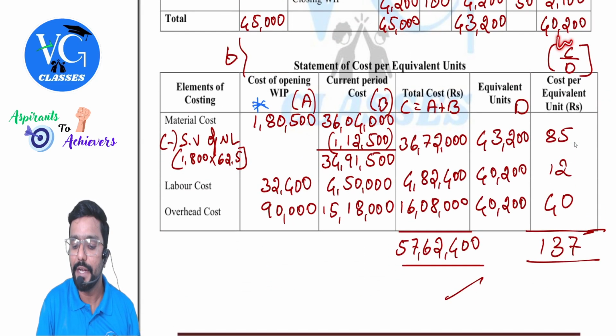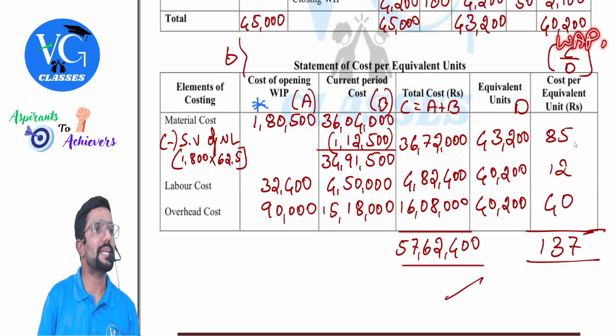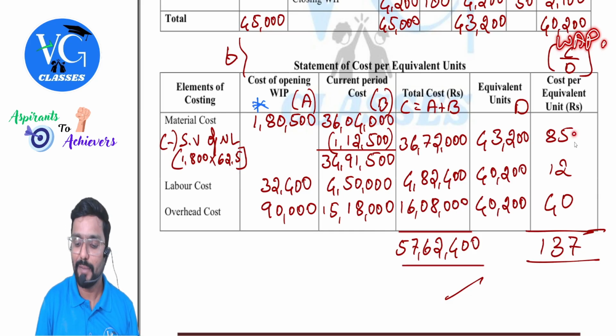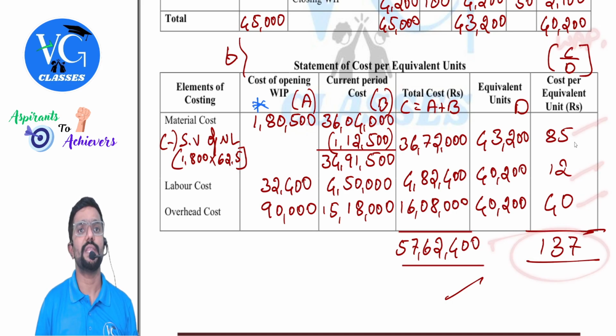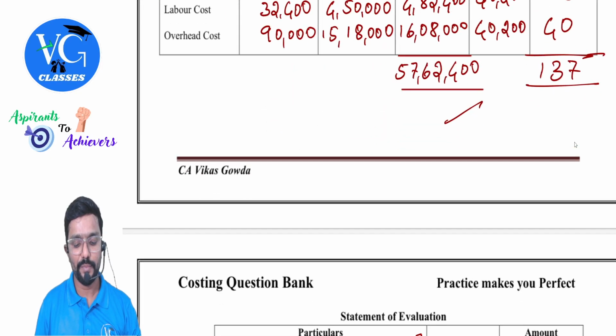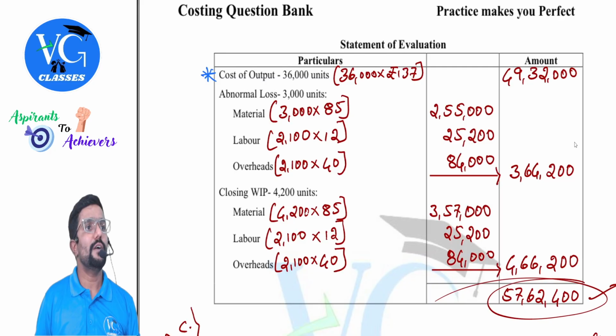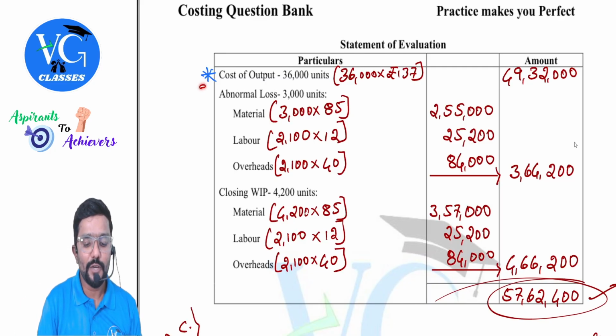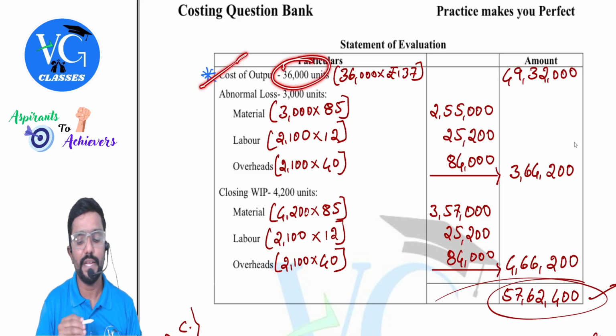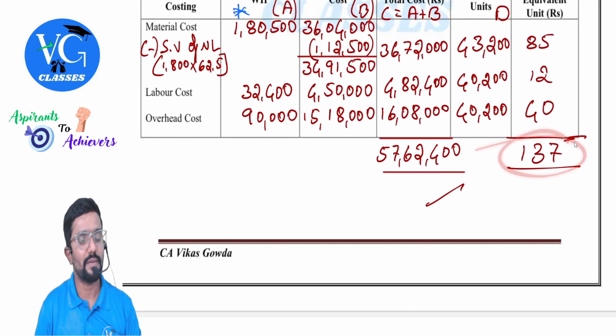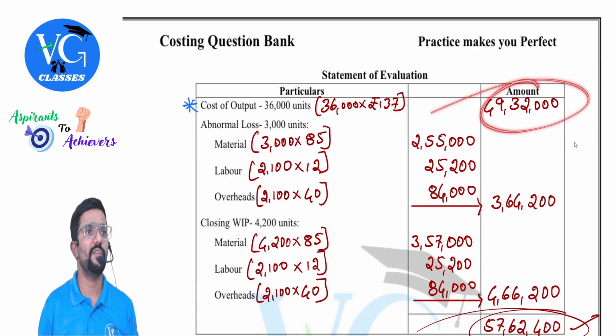I call it weighted average price. For material, labor and overhead we have got, per unit, how much? 136. Using this, we can prepare the statement of evaluation. Okay. Cost of output is how much? 36,000 units into per unit, straight away take 137. Multiply. Oh, we got it.